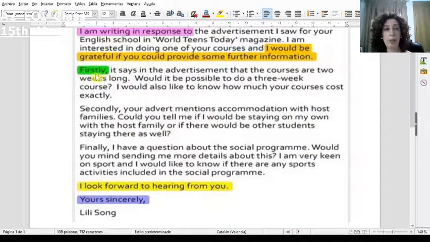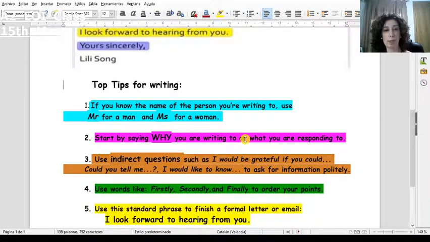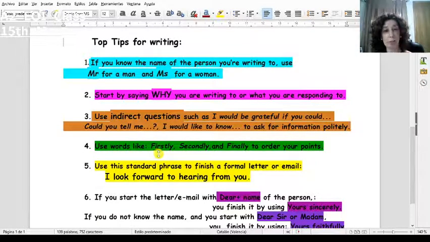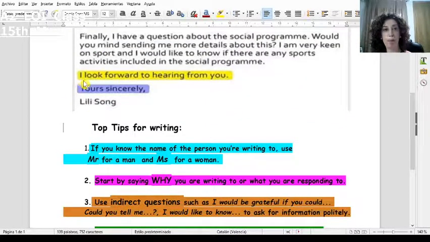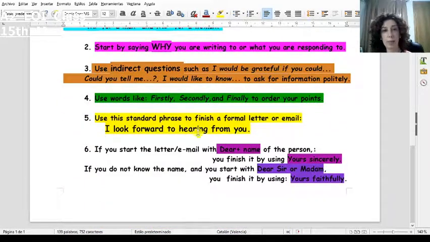In green, you have linking words. Firstly, secondly, finally. It's very important this. Use words like firstly, secondly, and finally, however, although, then to order your points. First of all, you must follow up in order. 5. Use this standard phrase to finish a formal letter or email. Always end up with using I look forward to hearing from you. Always.